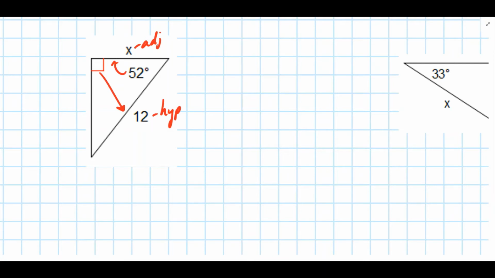Since the adjacent and hypotenuse lengths are referenced, we can use cosine or secant to solve. I prefer to use cosine since the function evaluated at 52 degrees will equal the adjacent length divided by the hypotenuse length. Simply multiply both sides by 12 to obtain the unknown value x.